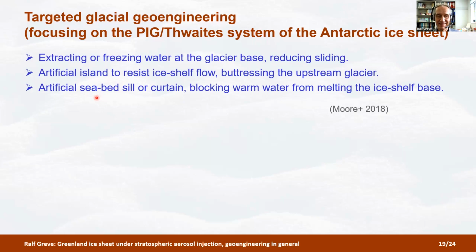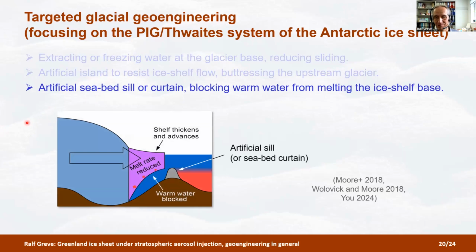The third idea is to build an artificial seabed sill or a curtain to block warm ocean water from melting the ice shelf base and thereby stabilizing the whole system. So this third idea has probably got the most attention. I'd like to have a look a little bit closer.